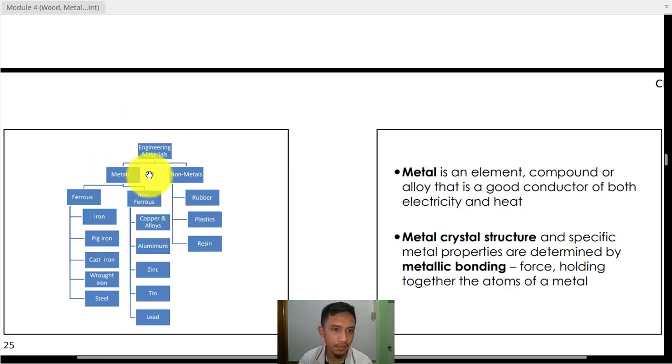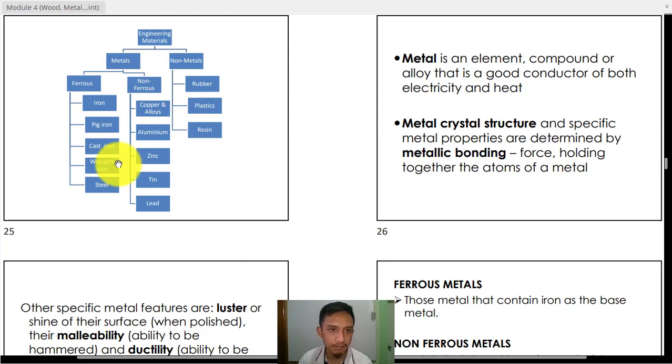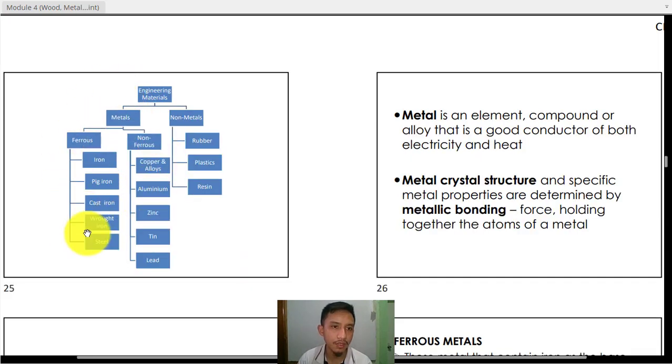And then we have here now the metals. On the metal types, we have the ferrous and the non-ferrous. As I've said, that only differs because one has iron content and the other has none. Examples of non-ferrous metals are copper and alloys. If you say alloy, that is a mixture of different types of metal: aluminum, zinc, tin, lead.